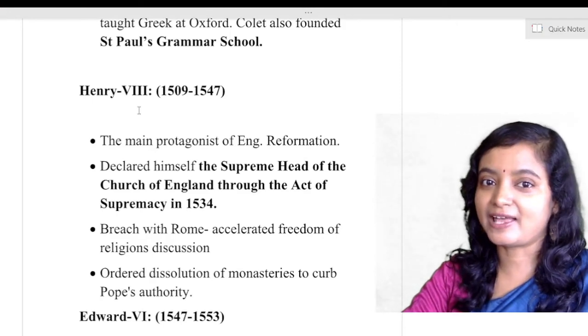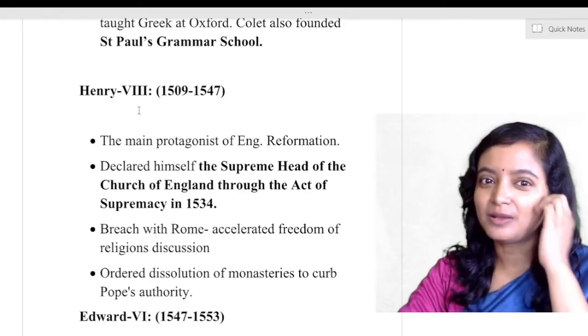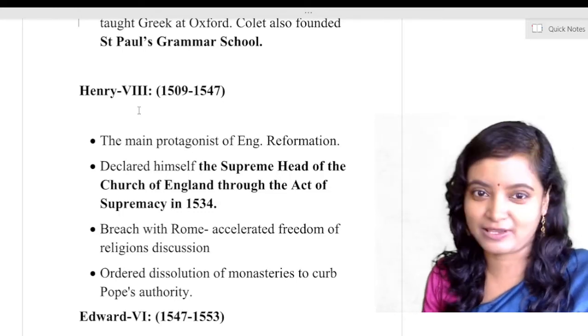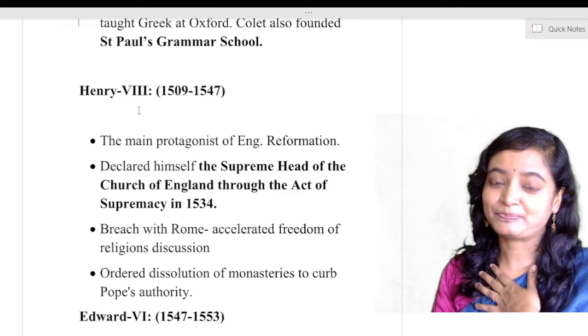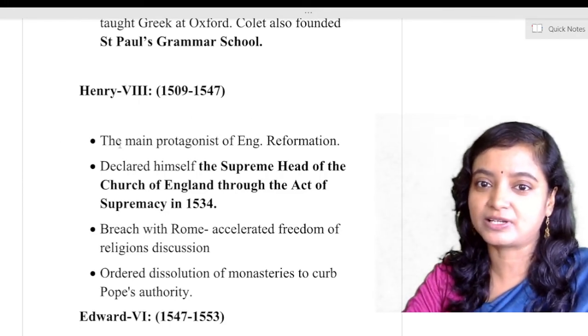Now comes Henry-VIII. I don't like him at all for his 6 wives and for his murdering of his queens. I am telling you from my heart. He was the main protagonist of the English Reformation.